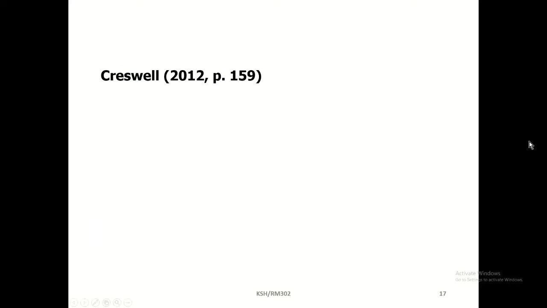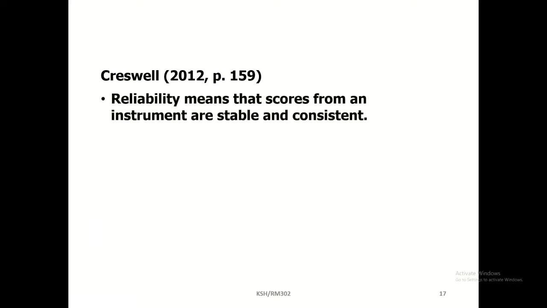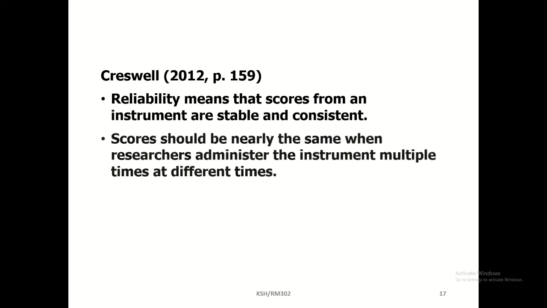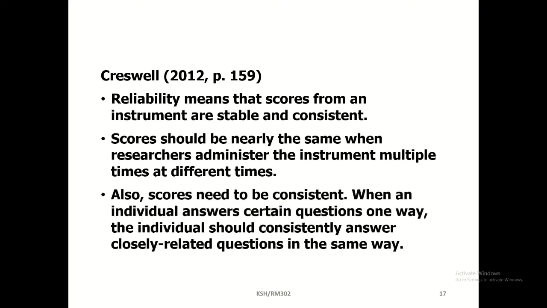To cite Creswell, 2012, Creswell explains that reliability refers to when the same instrument provides stable, consistent scores. In fact, we cannot have exactly the same scores, even when we use the same instrument among the same respondents. For this reason, Creswell suggests that the results should be nearly the same when we use the instruments at different times under similar conditions.